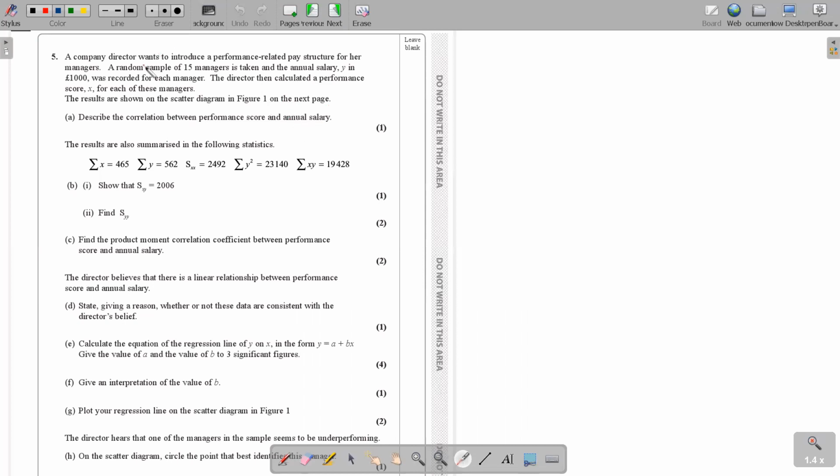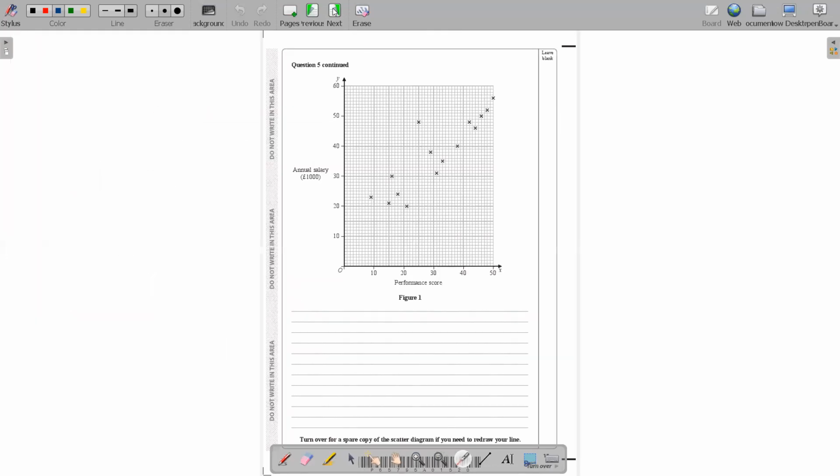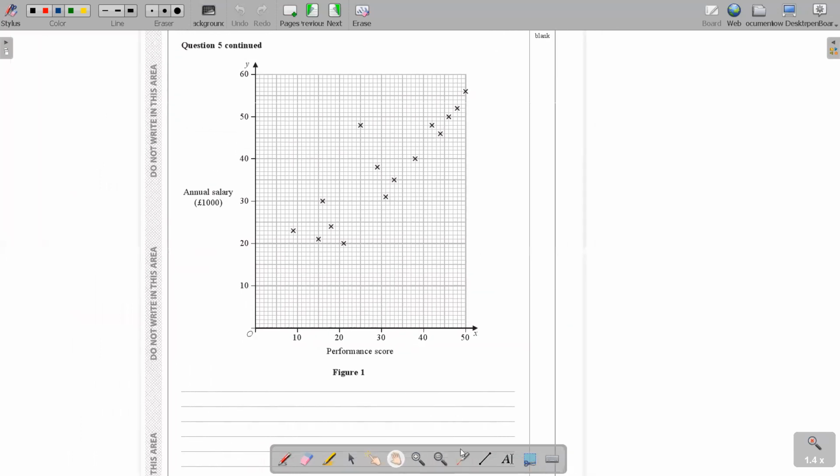First of all, we'll read the question. Again, the company director wants to introduce a performance-related pay structure for her managers. Okay. Related to the performance. So that means she wants to see the performance and then give the payment. So a random sample of 15 managers is taken. And the annual salary Y in £1,000 was recorded for each manager. Okay. The director then calculated a performance score X for each of these managers. That means the director is seeing how they perform. So there is another thing called performance index and another one is salary. The results are shown on the scatter diagram. Okay, so X is the performance and Y is the salary.